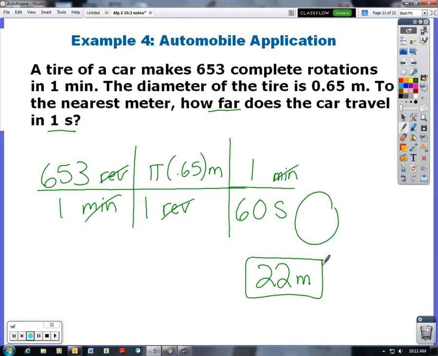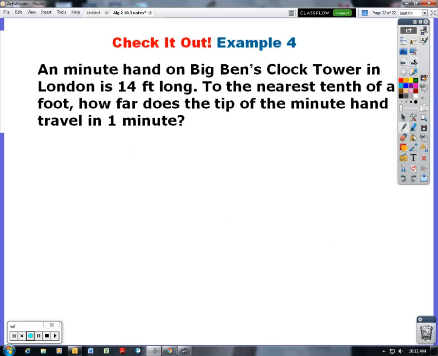I didn't even use S equals r theta. Oh well. Dimensional analysis, man. Sometimes it'll help you out. You don't even need to use a formula.